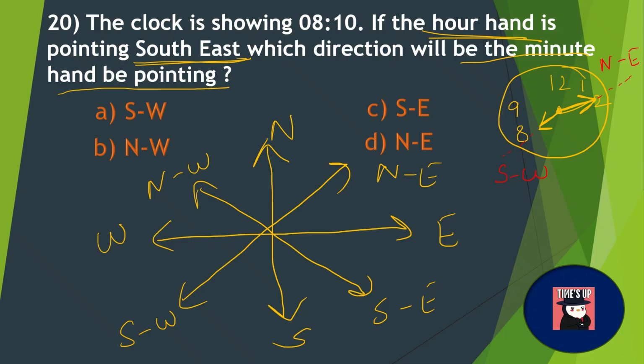Correct? Now what information have they given? Hour hand information they have given. Correct? If the hour hand is pointing towards southeast. So from southwest we need to go to southeast. It's a long journey, but we will go. So southwest is here. Initially the hour hand is at southwest and we need to travel to southeast. So how will you go?